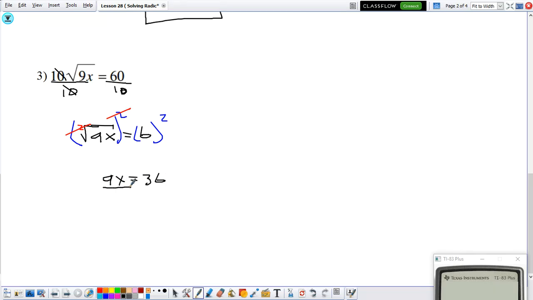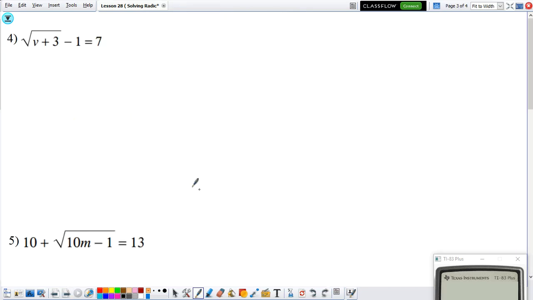We want to solve this, so we have to divide by 9. So now this says that x is equal to 36 divided by 9, which is 4. So x is equal to 4. Pretty straightforward. You want to isolate the square root, leave it alone, so you have to eliminate the number in front of it. Then you take the exponent to eliminate the square root, and then you just solve algebraically.